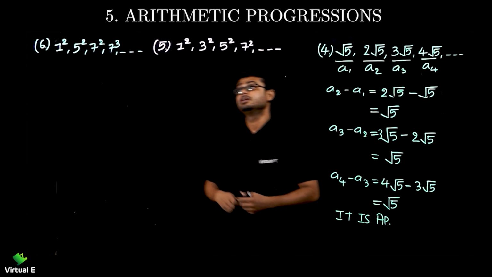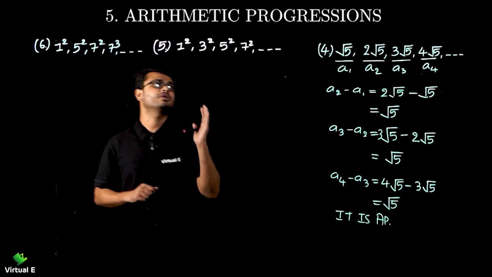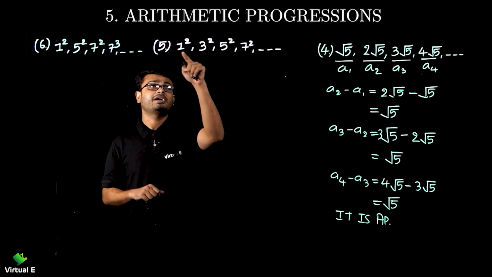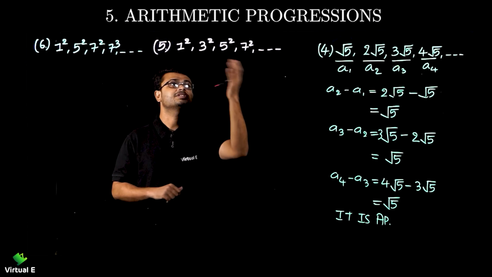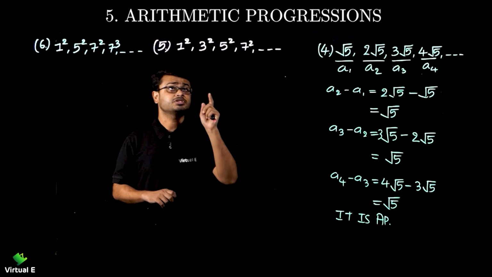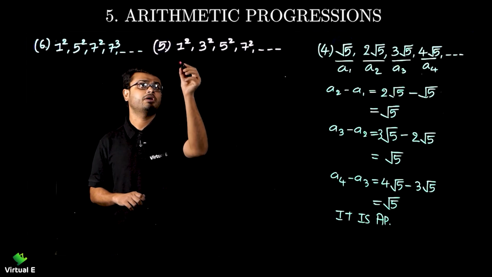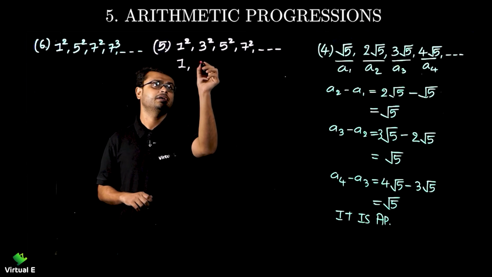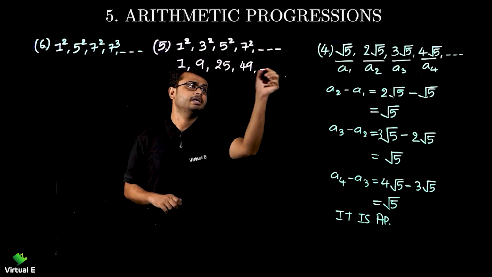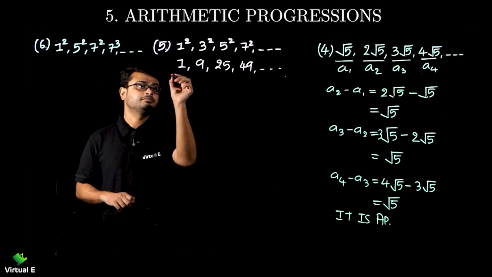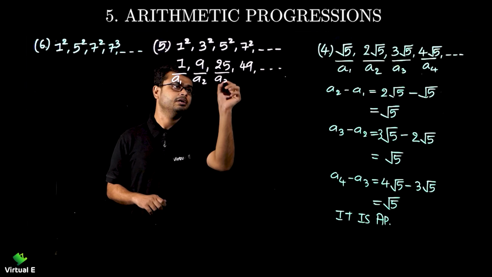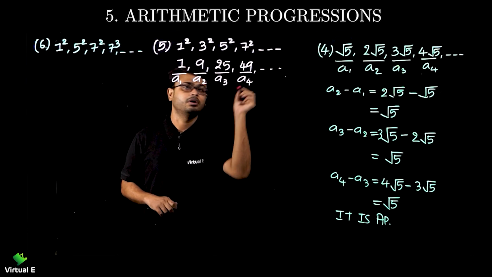Let's discuss the next one. Here it is given 1 square, 3 square, 5 square, 7 square, right? Let's ignore the square. 3 minus 1, 2, 5 minus 3, 2, 7 minus 5, 2, right? Don't do it. That's an absolutely wrong way to do it. First of all, simplify. Square of 1 is 1 here. 9, 25, 49.